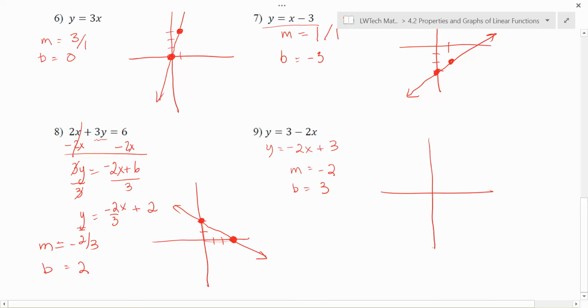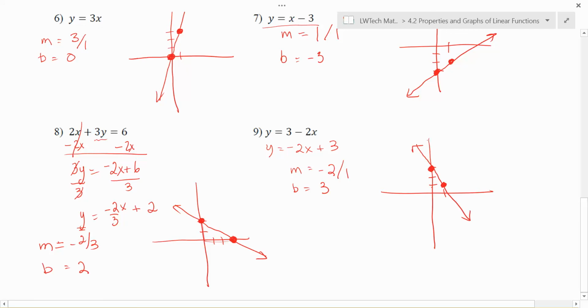Once I'm there, same deal that we've been doing everywhere else. Start by plotting the y-intercept because that's an actual point. So there's my point at a y-intercept of 3. Then I'm going to use the slope to grab a second point. Right now it's not a fraction and I want to think of it as rise over run, so I'm going to think of it as negative 2 over 1. Because my slope is negative, I'm going to go down 2 and then over to the right 1. There's my next point and I can connect the dots.